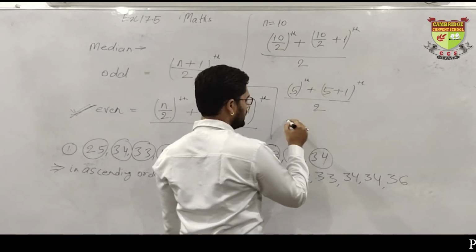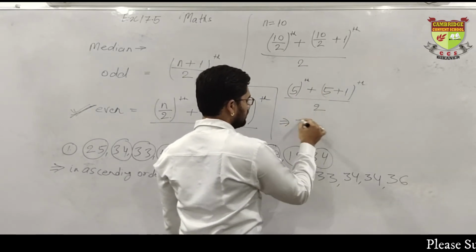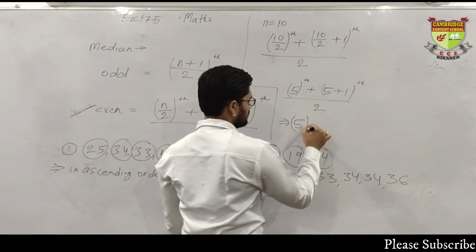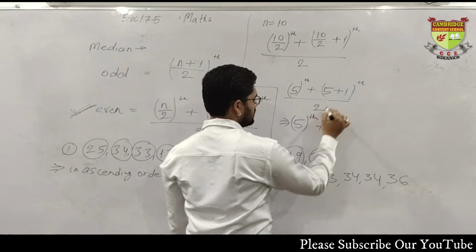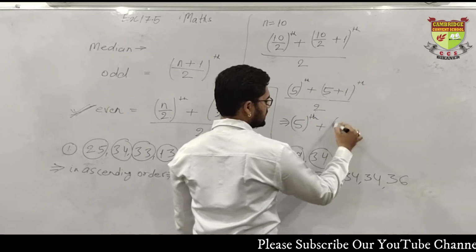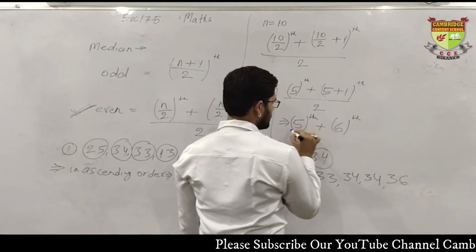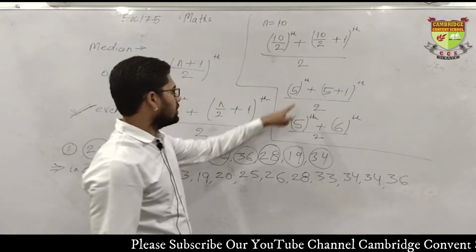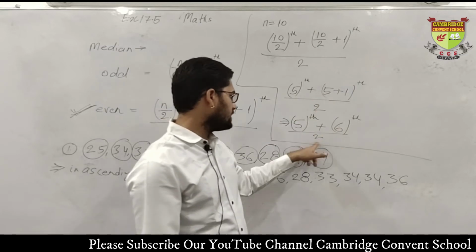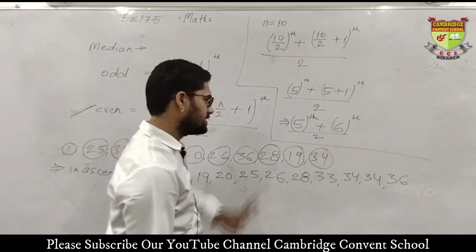Now write it as it is. I am solving this here: 5th plus 5 plus 1, 6th, upon 2. Okay, 5th and 6th upon 2. Fine. I hope it is clear to you.